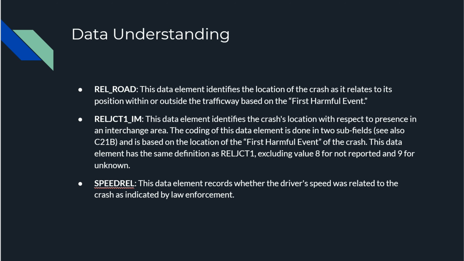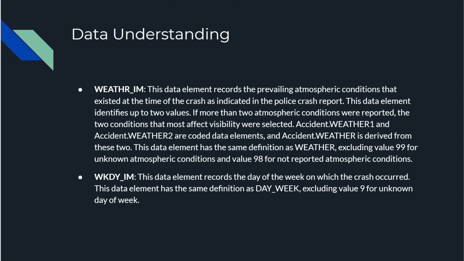Speed REL. This data element records whether the driver's speed was related to the crash as indicated by law enforcement. Weather_IM. This data element records the prevailing atmospheric conditions that existed at the time of the crash as indicated in the police crash report. Basically, this data element identifies up to 2 values. If more than 2 atmospheric conditions were reported, the 2 conditions that most affect visibility were selected. Basically, there are no unknowns and no not reported in this.